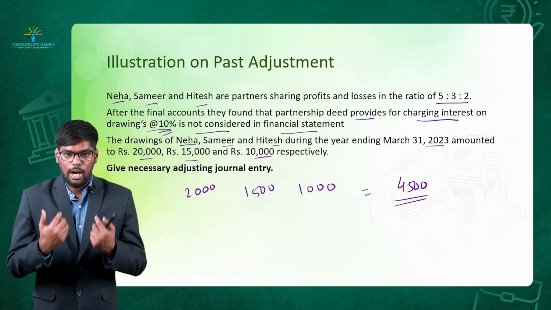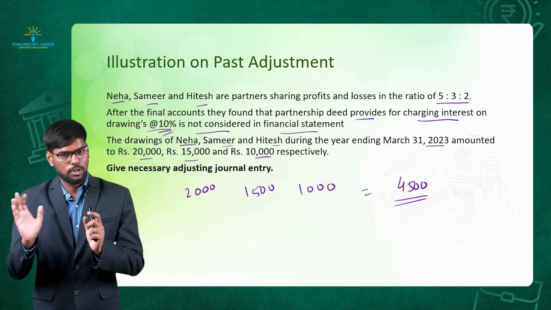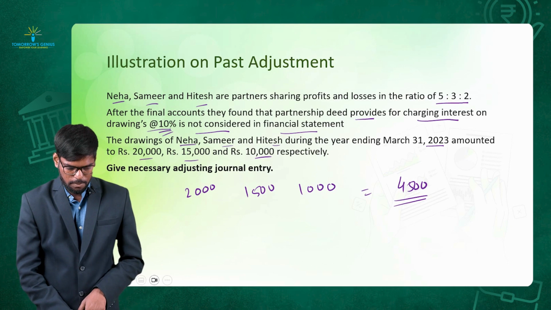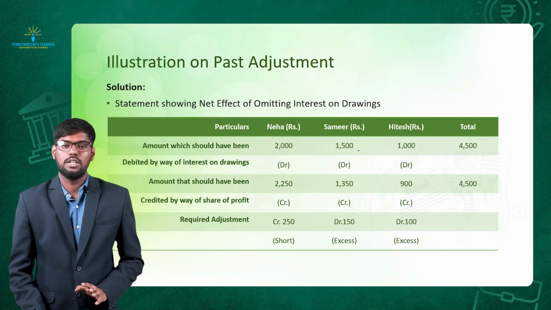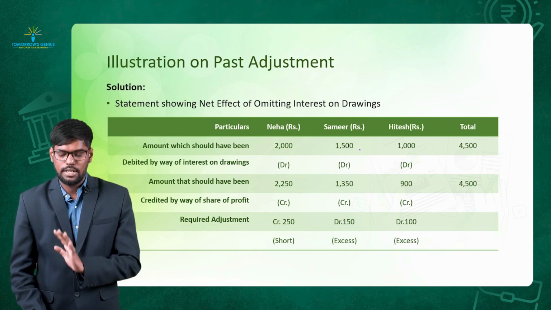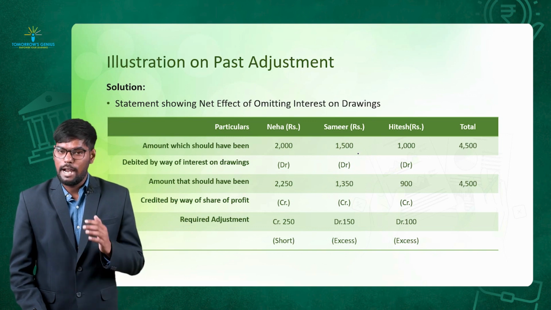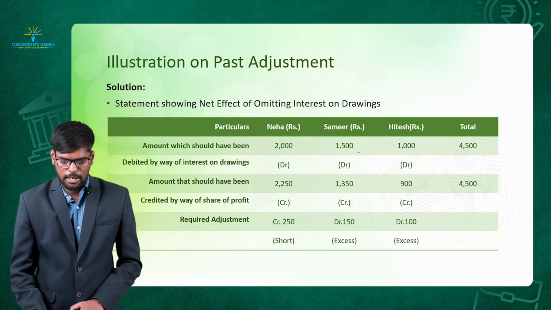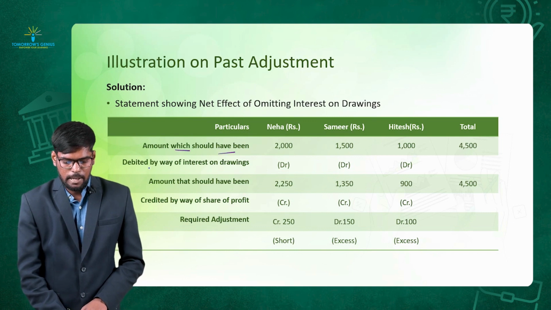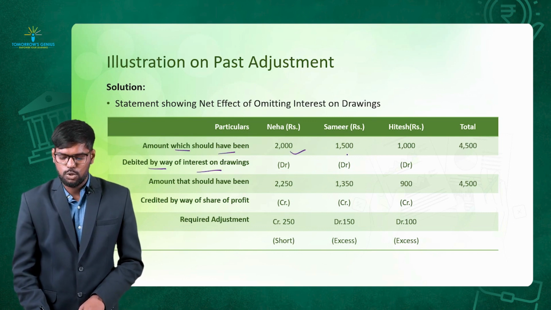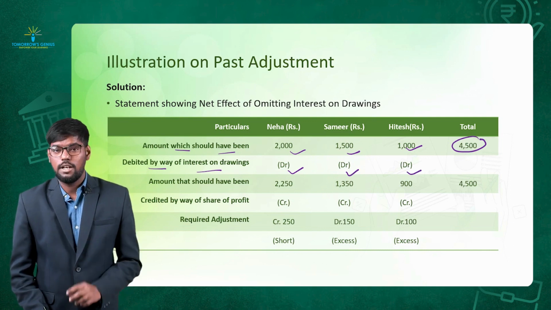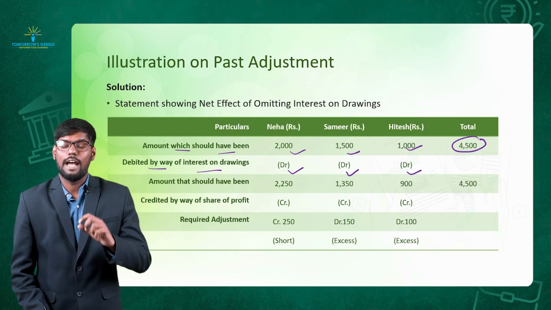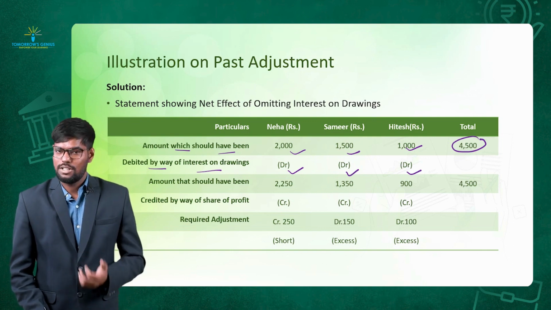So what I need to do now is rectify this mistake by preparing one working note. So let's look into this working note. We know 2,000 rupees, 1,500 rupees and 1,000 rupees is the interest on drawing of Neha, Samir and Hitesh respectively. That we have to record on the debit side of the partners' capital account. The amount which should have been debited by way of interest on drawing is 2,000, 1,500 and 1,000 rupees, total 4,500 rupees. And as I said, 4,500 rupees of profit we distributed less in the previous year, so that we have to distribute now.